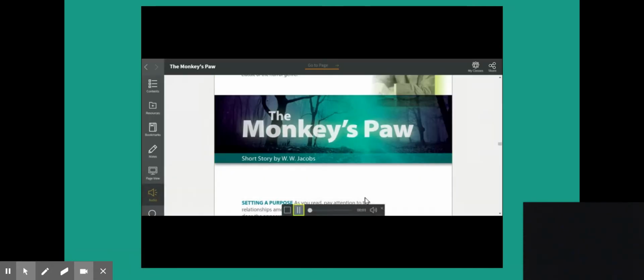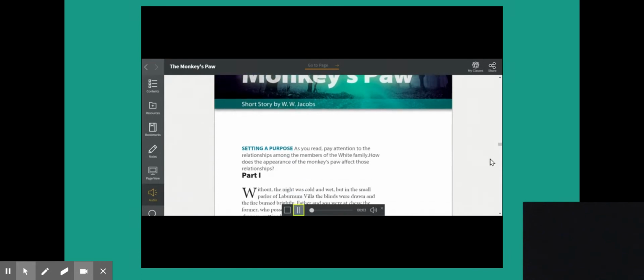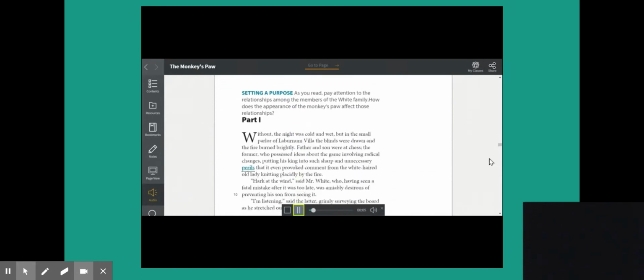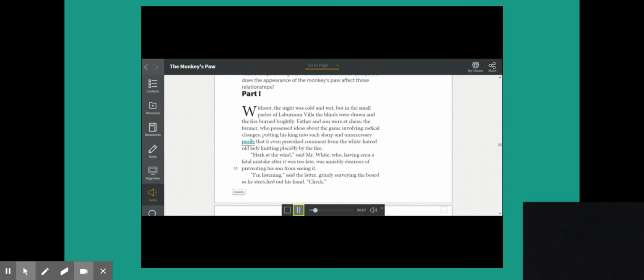The Monkey's Paw, W. W. Jacobs. Without, the night was cold and wet, but in the small parlour of Laburnum Villa, the blinds were drawn and the fire burned brightly. Father and son were at chess. The former, who possessed ideas about the game involving radical changes, putting his king into such sharp and unnecessary perils that it even provoked comment from the white-haired old lady knitting placidly by the fire.